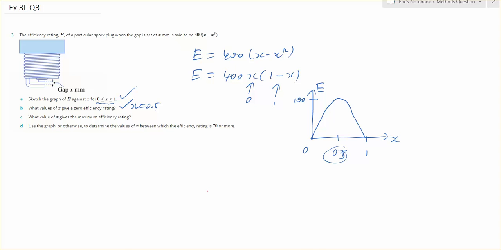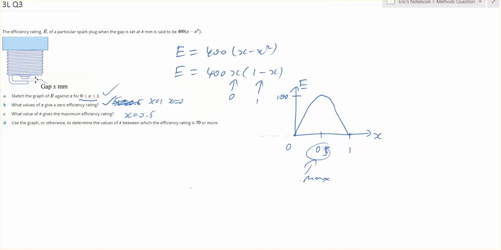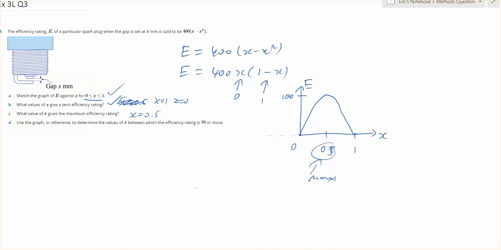And what value of x gives the maximum? What values of x give 0 efficiency? Sorry, for part B, what values give 0 efficiency rating? So we know this is 0 here along this line. So the values of x equals 0 and x equals 1 give you the 0 efficiency rating, while x equals 0.5 gives you the maximum efficiency rating. Use the graph otherwise. Determine the values between which the efficiency is 70 or more.